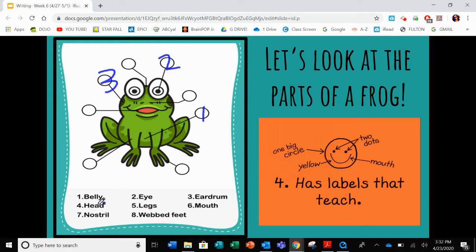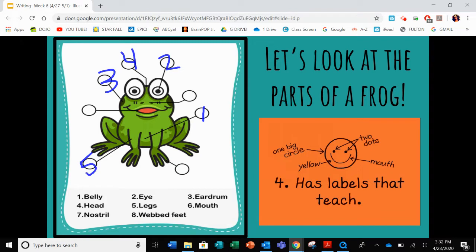Number 4 says head. Where do you think the head of the frog is? Very good. Right up here up top, right? Right, number 4. And number 5 says legs. Where are the legs of the frog? Oh, now this is tricky. We have one pointing here and one pointing here. You're right. This is the legs, right? And then these are, do you remember from the video? Webbed feet. That's right. So legs, number 5 is down here.